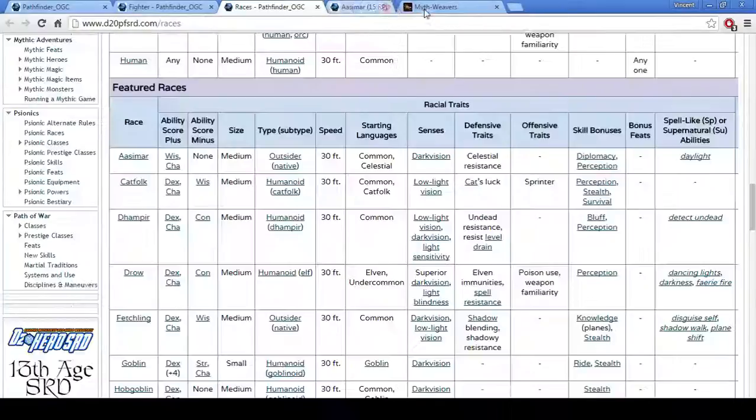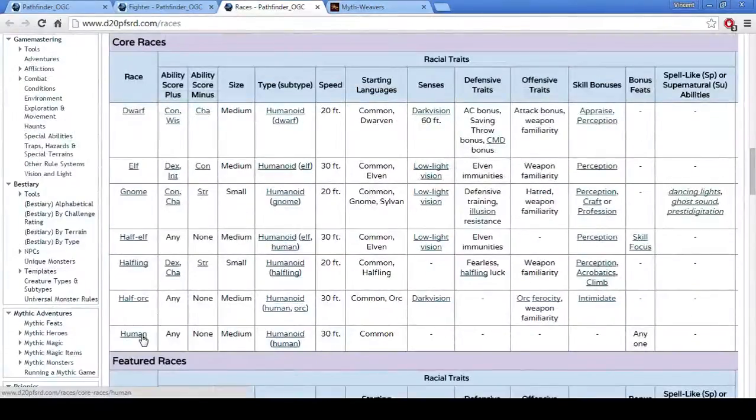Okay, so the next thing we're doing is picking a race. And I'm going to pick human because humans are really simple to do. The way to read this table is that it's going to give you an ability score plus, and there's going to be an ability score minus. Size is almost always going to be medium. Sometimes it'll be small, and you're going to take certain penalties and benefits for being small. So keep that in mind.